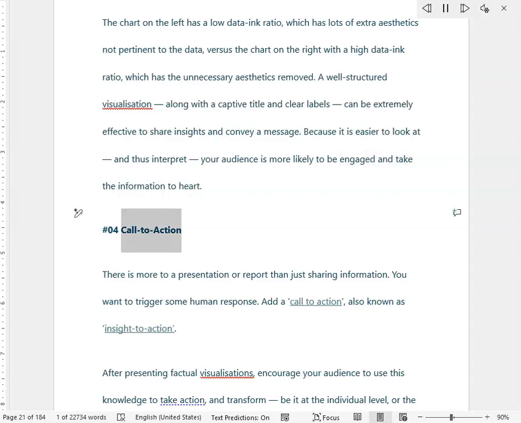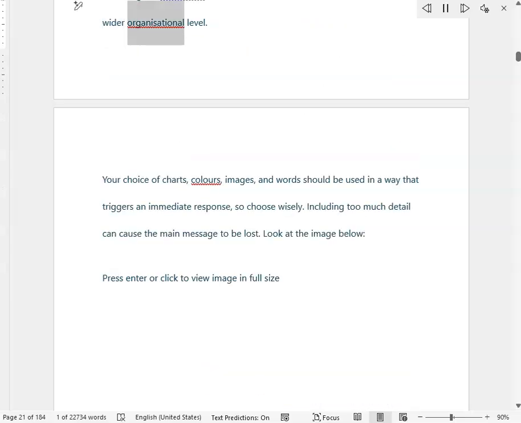Number 04, call to action. There is more to a presentation or report than just sharing information. You want to trigger some human response. Add a call to action, also known as insight to action. After presenting factual visualizations, encourage your audience to use this knowledge to take action and transform, be it at the individual level or the wider organizational level. Your choice of charts, colors, images, and words should be used in a way that triggers an immediate response, so choose wisely. Including too much detail can cause the main message to be lost.